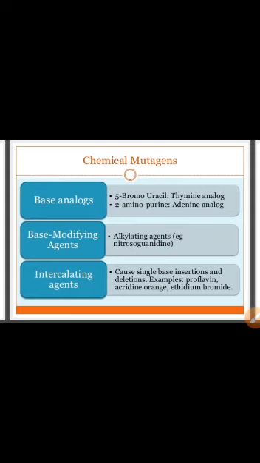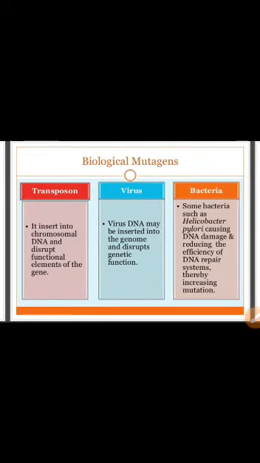And base modifying agents are the alkylating agents. An example of alkylating agents is nitrosoguanidine. Intercalating agents are the agents which intercalate between the two strands, or you can say they cause base insertion and deletion, right? Examples are proflavin, acridine orange and ethidium bromide, and many other intercalating agents which intercalate between the two bases of the DNA.